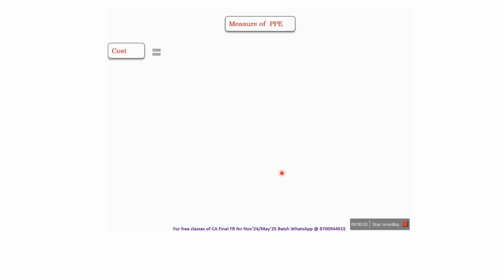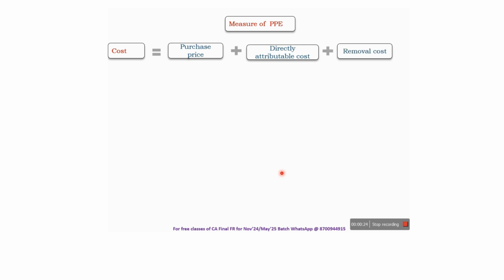PPE will be measured at cost, and cost will comprise the purchase price, which will include non-refundable taxes, and if there is any rebate on the purchase price it will be reduced from it, and other directly attributable costs like testing charges, freight and forward expenses incurred, professional charges, etc. will be included in cost. And if there is any obligation for dismantling and removing the items and restoring the site, these expenses will be included in the cost.